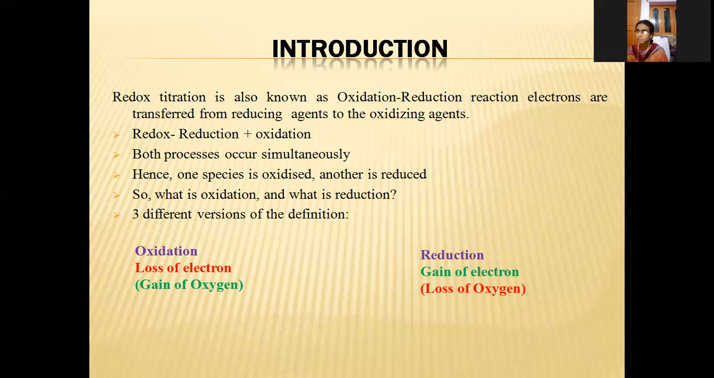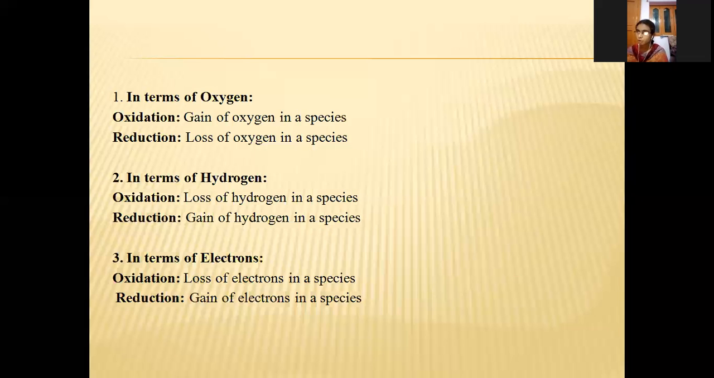So let's see the meaning of oxidation and reduction. It has three different definitions. The first one is in terms of oxygen: oxidation means gain of oxygen, reduction means loss of oxygen. In terms of hydrogen, oxidation means loss of hydrogen, reduction means gain of hydrogen. In terms of electrons, oxidation is the loss of electrons, reduction is gain of electrons.